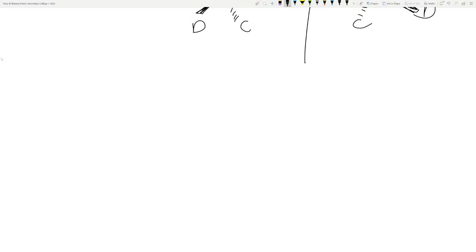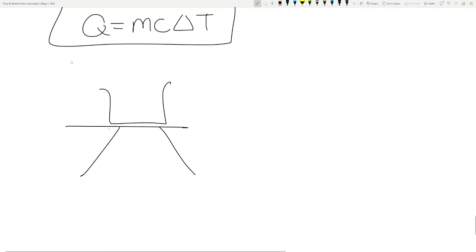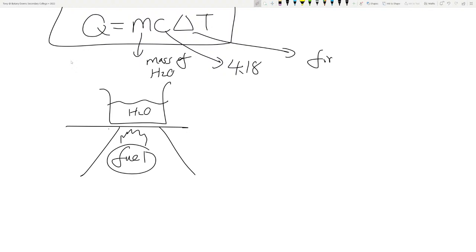William, that's the Q equals mc delta T equation, I think that's what you want. Say you have a beaker with some water, and you're burning some fuel under it, giving a flame, and you want to figure out the enthalpy of the fuel. The mass is the mass of water, the liquid you're actually heating up, and we look at whether the temperature drops or increases. C is constant, 4.18, and delta T is the final temperature minus the initial temperature. So this is literally just substituting numbers in.